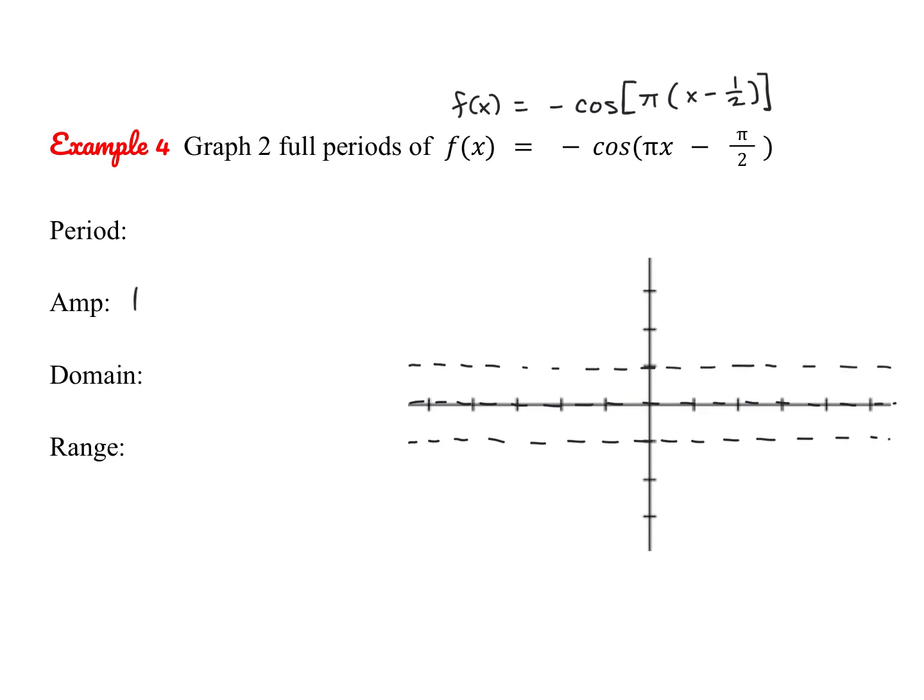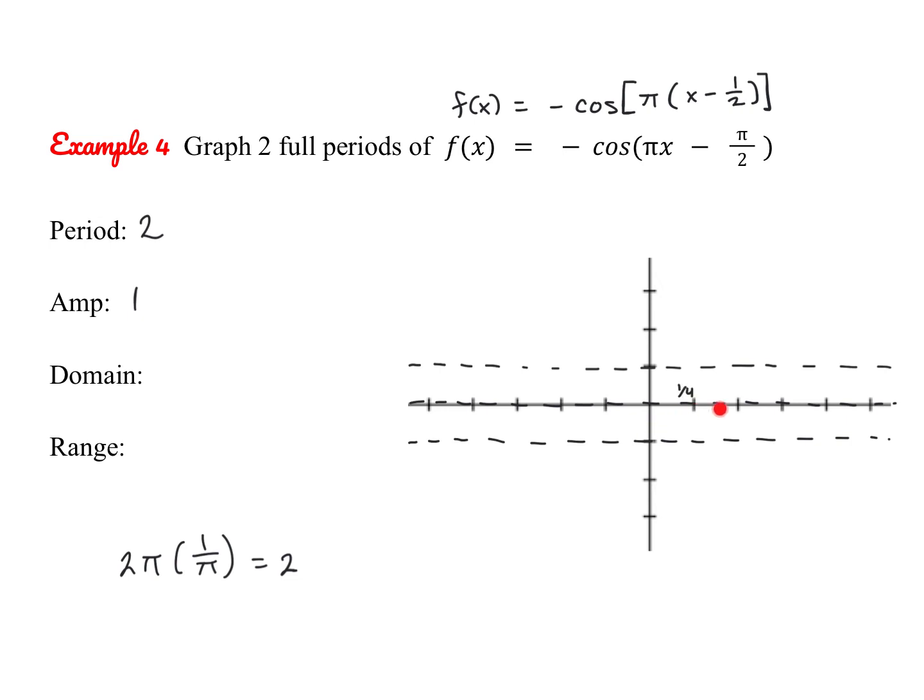Now let's talk about the period. Again, I have a horizontal shrink by a factor of 1 over pi. So take your original period, multiply it by the reciprocal of the factor, and we get a period of 2. So the period is 2. So if I split the period up into 4 parts, I'd be counting by 1/4.